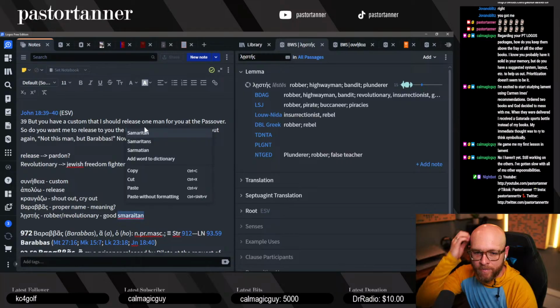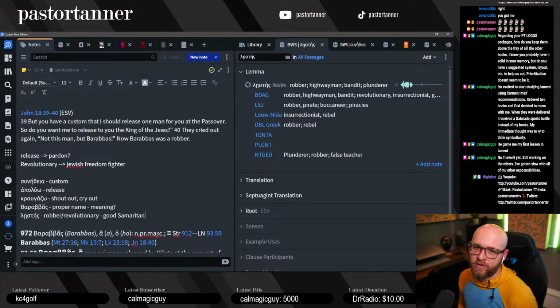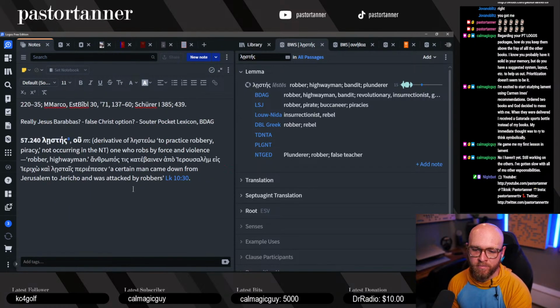And that might be why people are saying robber instead of revolutionary, because if you read the parable of the Good Samaritan, you don't get a revolutionary idea. You get more of a robber or bandit idea. Okay, let's go. We did Laonida. We did DBL. Let's do Liddell Scott Jones.